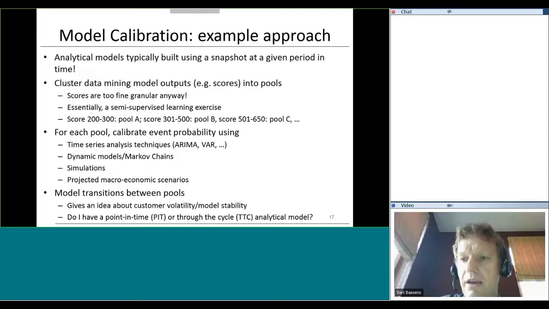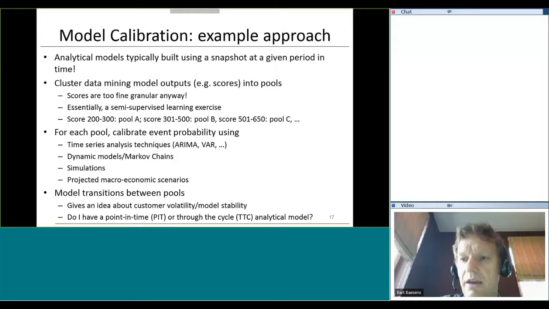But once we have carefully defined our pools or ratings, we can then calibrate our event probabilities using forecasting techniques, using time series analysis techniques such as ARIMA. We can look at dynamic models such as Markov chains. We can do simulations, come up with projected macroeconomic scenarios, etc.